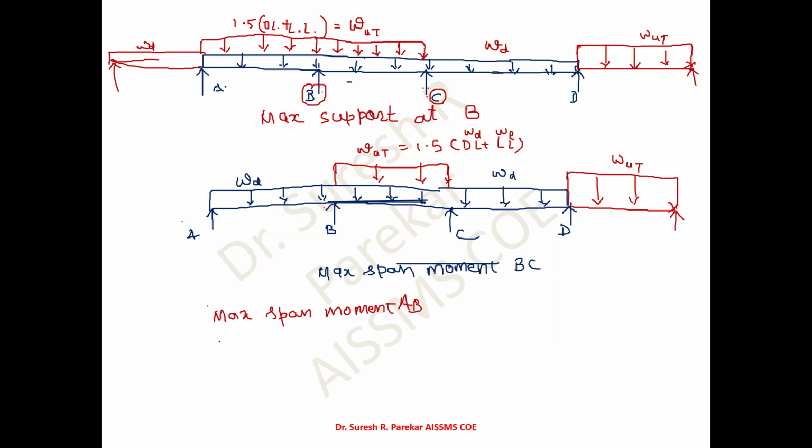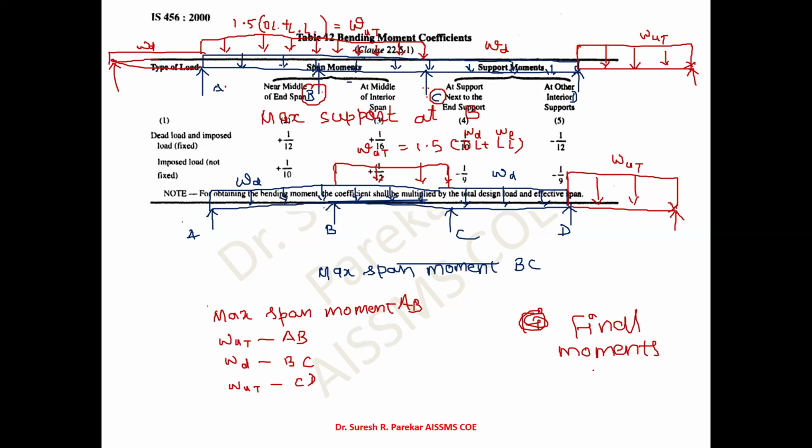Then we have WUT on AB, then WD on BC, and WUT on CD. So likewise, you have to provide these arrangements, and then you have to find fixed end moments. Sorry, you have to find final moments. Final moments, and that we have to use to find the reinforcement.